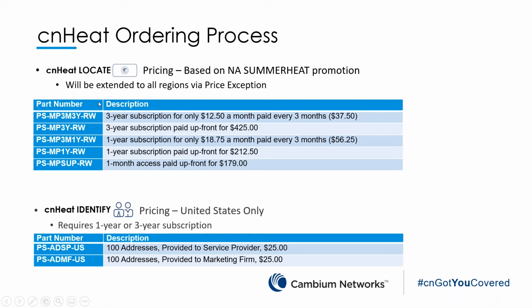For cnHeat Locate, identifying your customers, we require a 1-year or 3-year subscription, and you can buy addresses, which we like to sell in lots of 100. You can have them delivered to yourself for $25 or to the marketing firm for $25. So it's basically 25 cents an address.